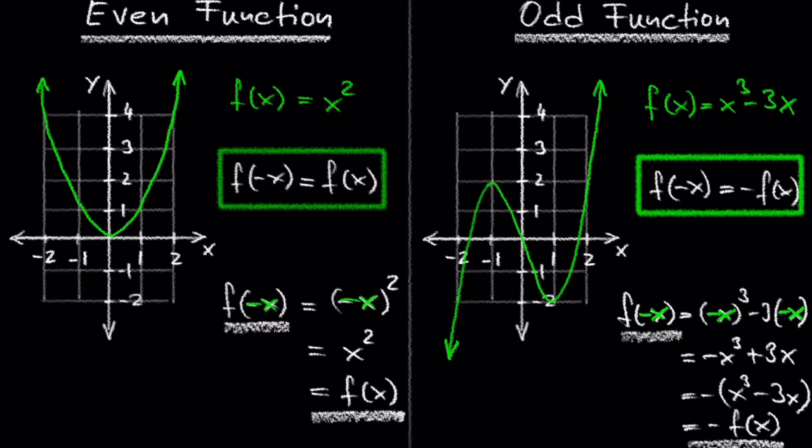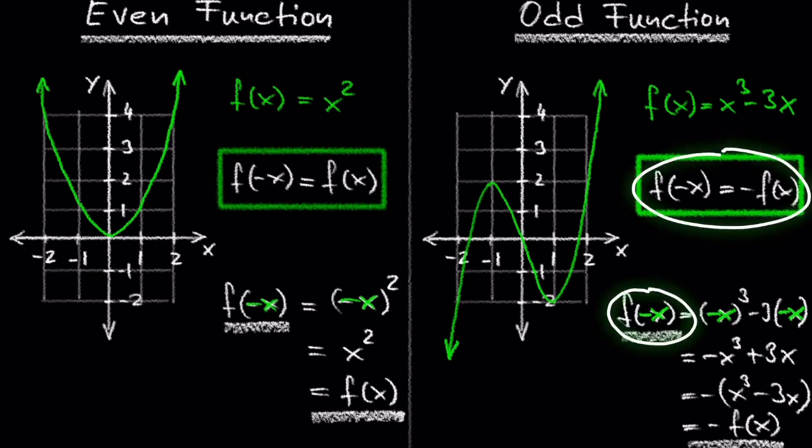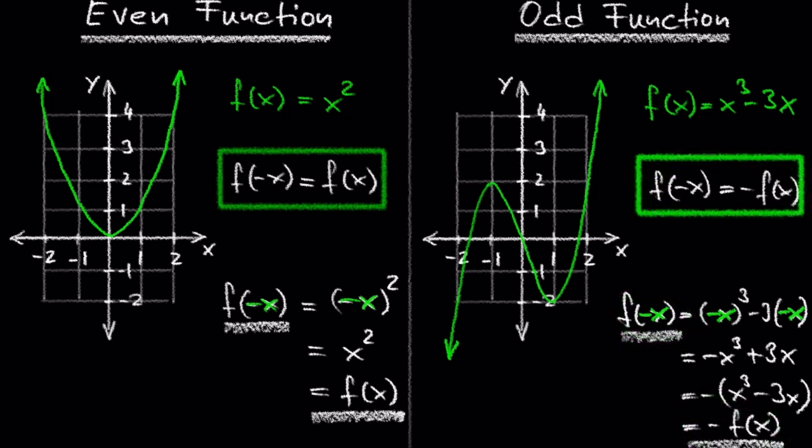So we have shown that f of negative x equals the negative of f of x. In other words, we have shown algebraically that f of x equals x cubed minus 3x is an odd function.